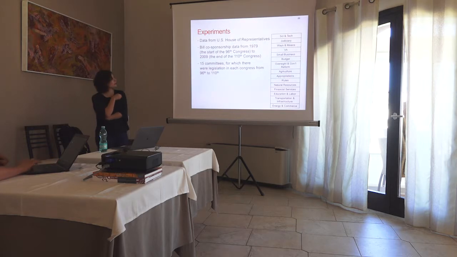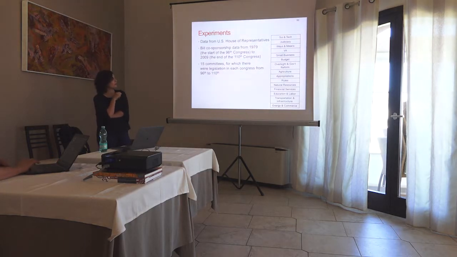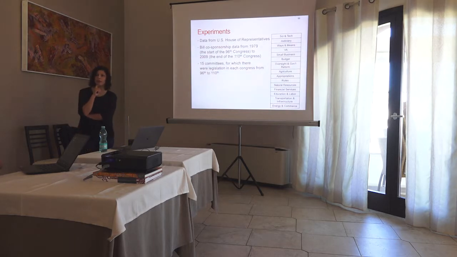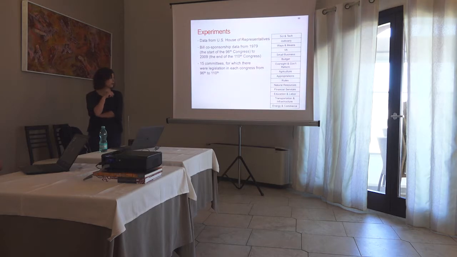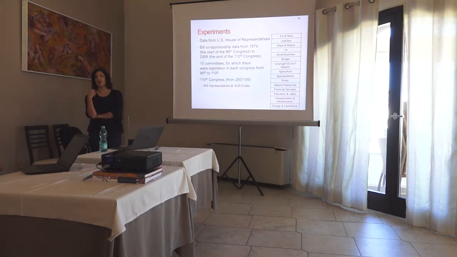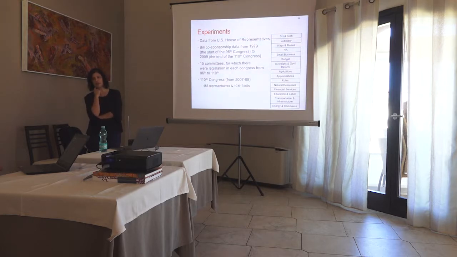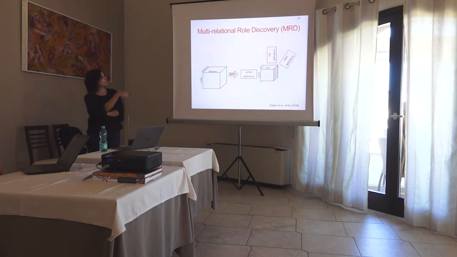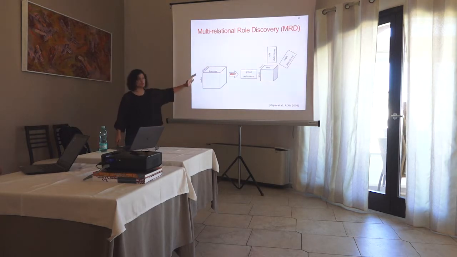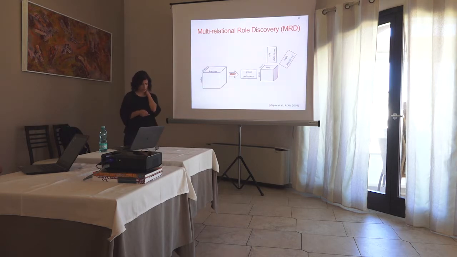So I told you about the congressional data. We looked at a whole bunch of committees. We looked at Congress from Carter to the end of the second Bush, Bush Jr. For example, how many bills are co-sponsored in one Congress: this is the 110th Congress, Bush Jr.'s second term, and over 10,000 bills were co-sponsored there. So I have this procedure. I have my nodes, which are my congresspeople. I have my features, which are what RolX extracted. And I have my relations, which are the different committees. And I send it to this multi-relational role discovery, and I get my three factor matrices and my tensor core.